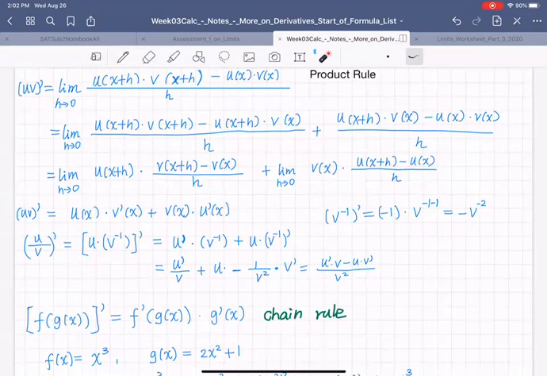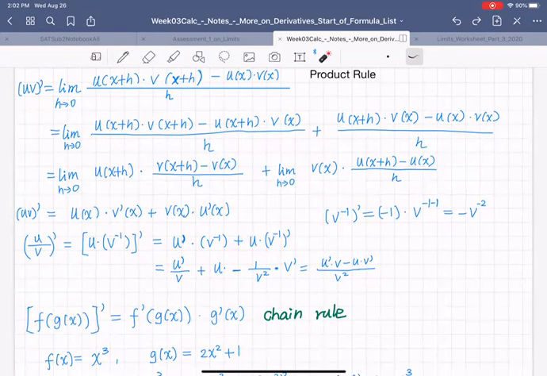So you already copied this part, right? So you do U derivative times, you have to copy down this whole thing, V to the power negative 1, and then plus U times V to the negative 1 derivative.